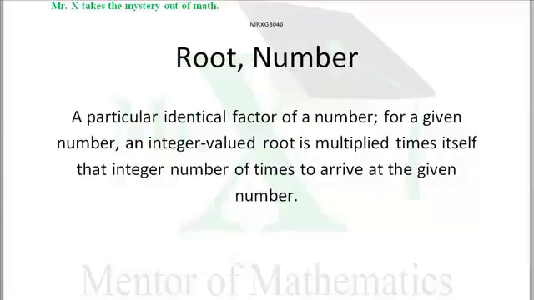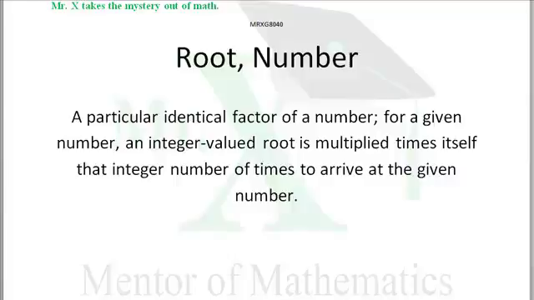We can take different powers of roots, different orders of roots. The second root is called a square root. The third root is called a cube root. And then we can take a fourth root, a fifth root, any number root we want. And it doesn't have to be an integer. But if it is an integer valued root, then what we're talking about is that number times itself, that integer number of times, will get us back to the given number.